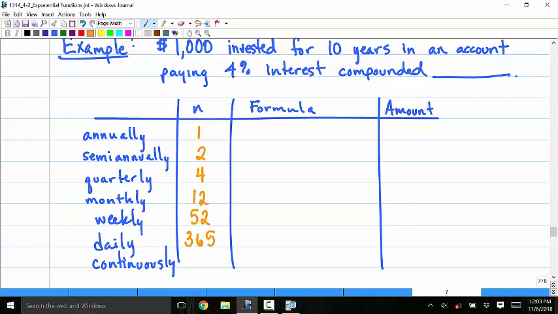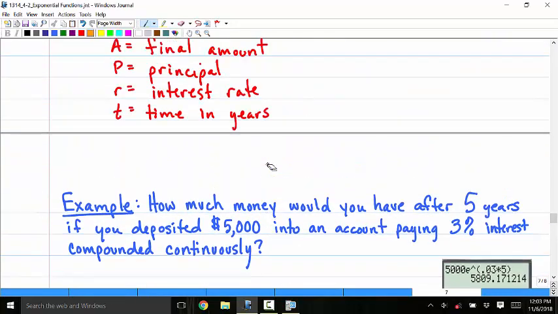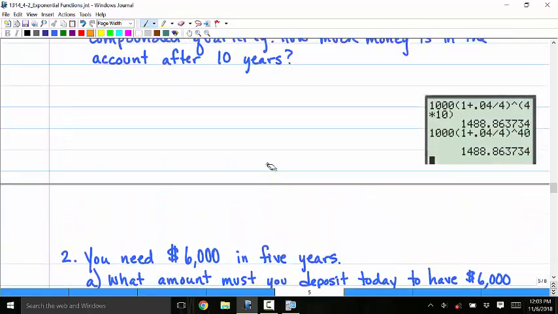No, because that would be 366. 360 is divisible by more numbers? I don't know. Whatever. So these you need to have memorized. Annually, semi-annually, quarterly, monthly, weekly. You need to know what N's those correspond with. Okay, let's go do a couple of examples.